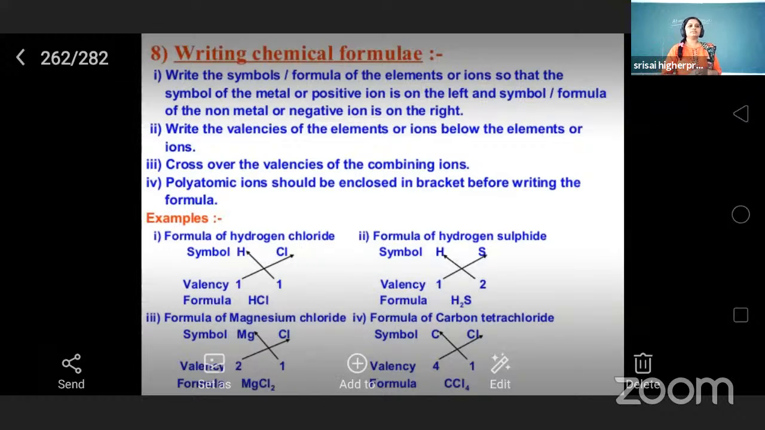Okay, you can see that some formulas are there. That is hydrogen chloride. There they have written the valency number, students: 1. Hydrogen has valency number 1. Chlorine also has valency number 1.